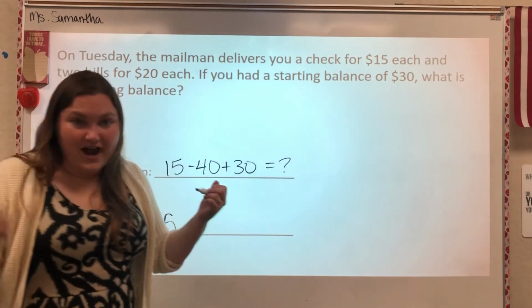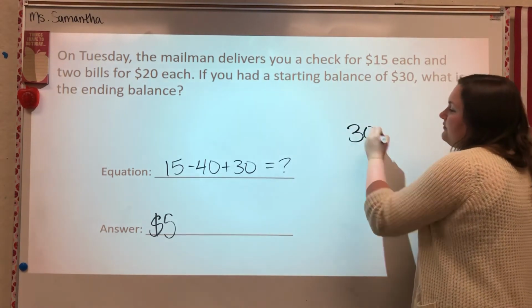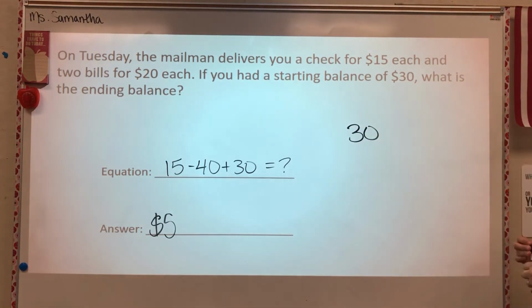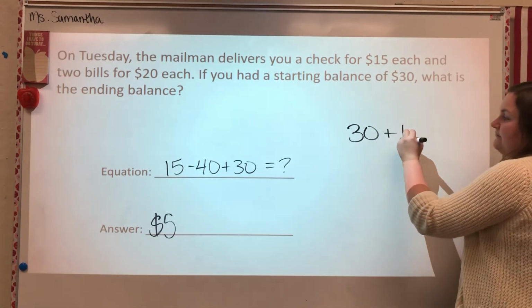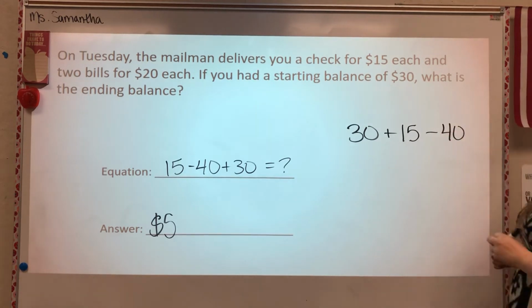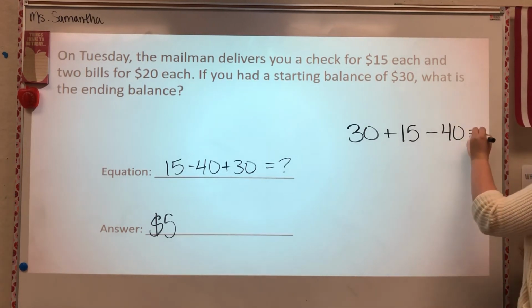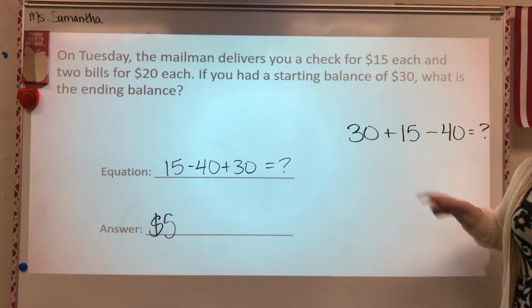Well, let's go ahead and try. Let's see what happens. If I were to say, yeah, you're right, we're starting with $30. What's happening then? Well, you get that check for $15, and then you're paying those 2 bills, which is a total of $40. What do you think? This looks different than this. Are they different or are they the same?